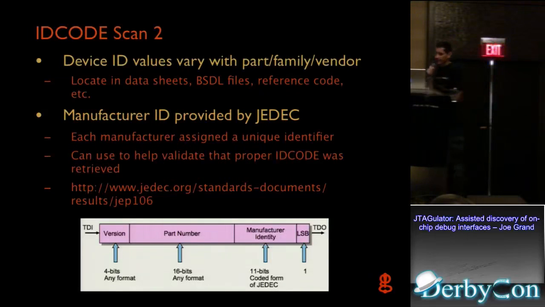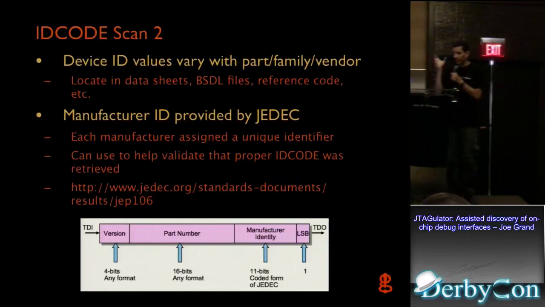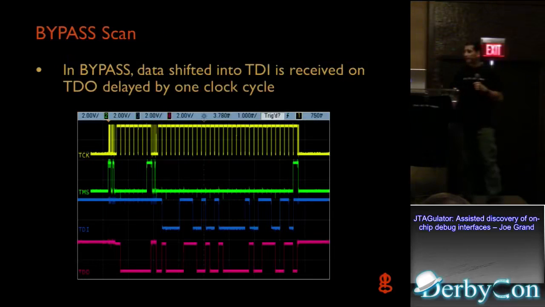So here's a link to the JTAG report that issues the device IDs to different manufacturers. So once you get your device ID, you can start working backwards to figure out what it is. And that can also be used to help you validate that what you found is actually the right device ID.